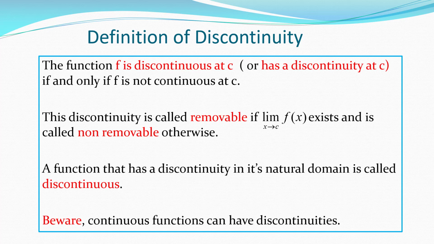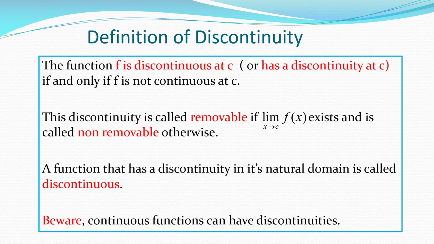So by definition, a function is discontinuous at c, or has a discontinuity at c, if and only if the function is just not continuous. So one of those 3 steps is not true. Either the limit doesn't exist, the function isn't defined, or the limit and the value are not the same. We call the discontinuity, though, removable if the limit does exist. We call it non-removable otherwise.